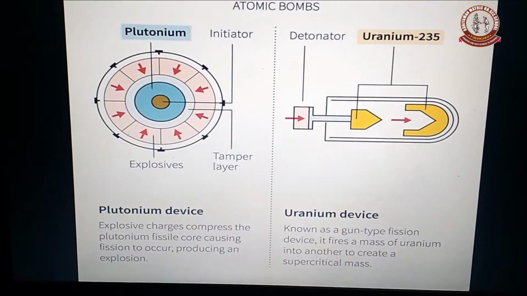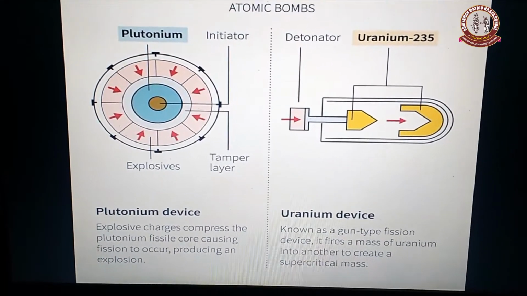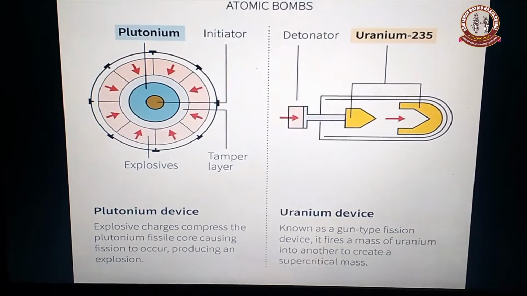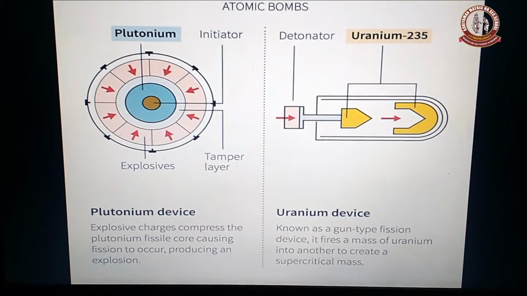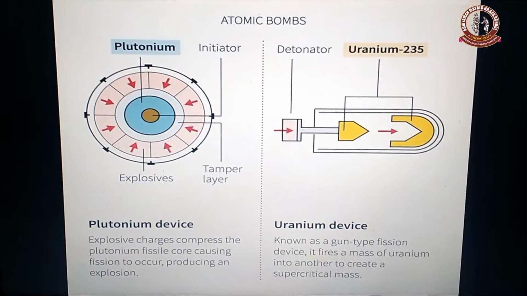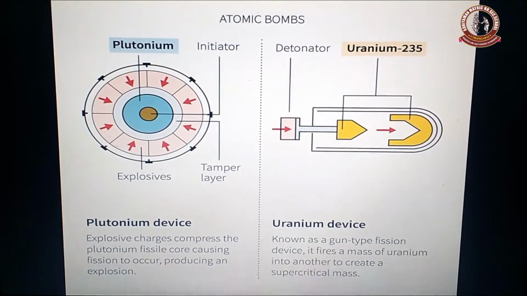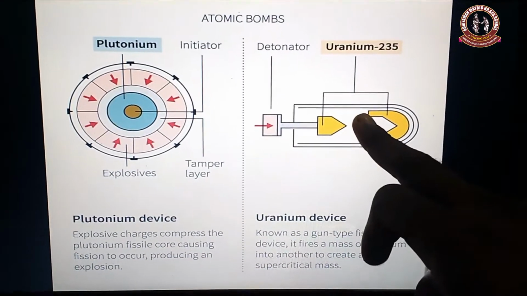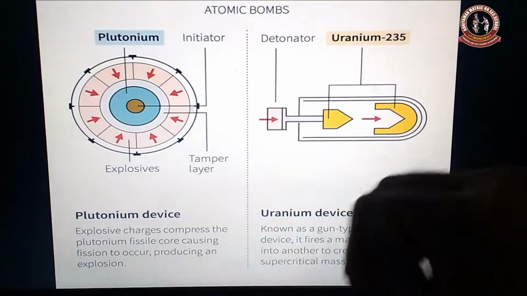In atom bombs there are two types: one is the explosive type, another is the gun type. Here we are going to see only gun type atom bombs. The explosive type we are going to see in the higher classes. Here there is a diagram on the right side. This is a gun type explosive device.